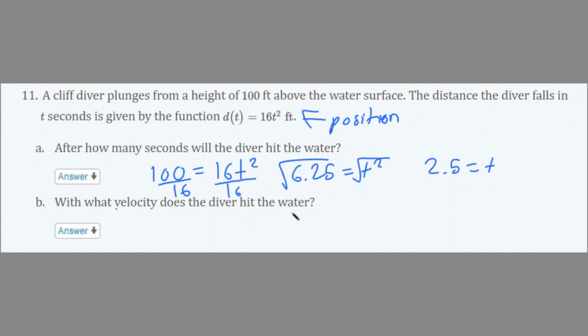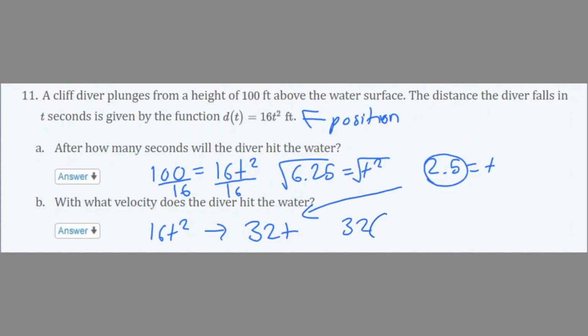And now the second question is asking us, with what velocity does the diver hit the water? So we know that this is the position function. So in order to find the velocity, we would have to find the derivative of it. So if we find the derivative of 16t squared, we would take the exponent over and multiply it. That'll be 32t. Now, we know the diver hits the water in 2.5 seconds. So all we need to do is just plug it into there.